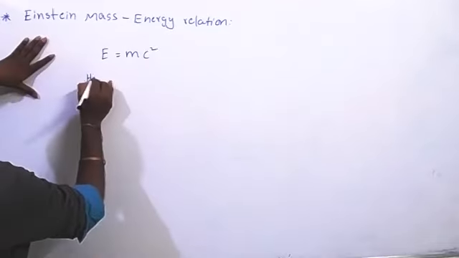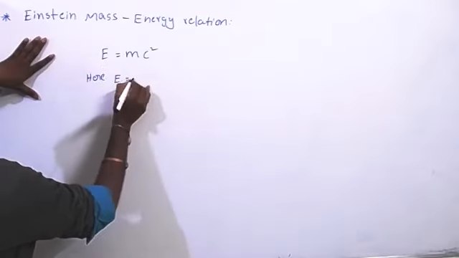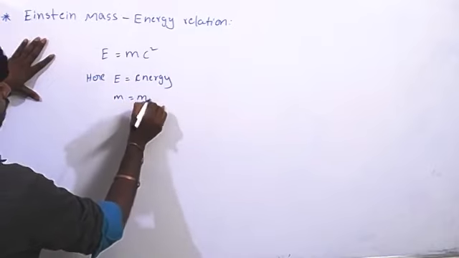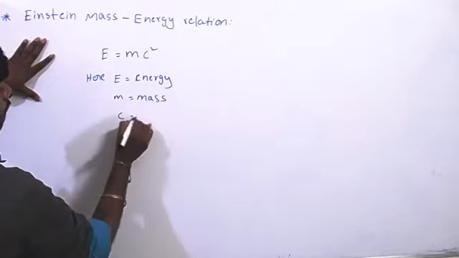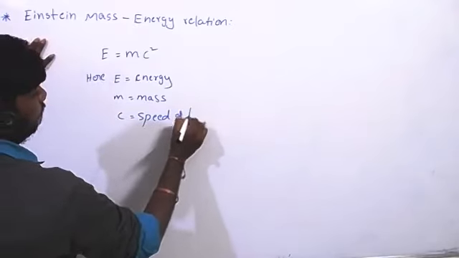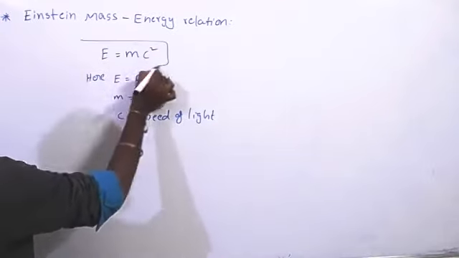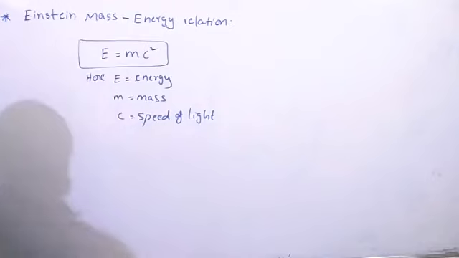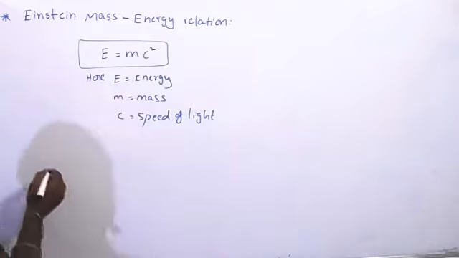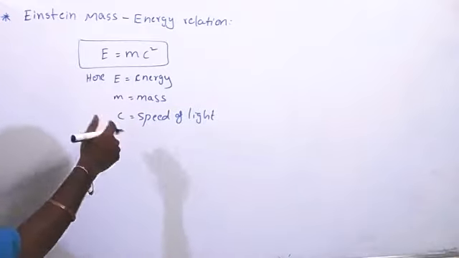Here E equals energy, m equals mass, c equals speed of light. This is called Einstein mass energy relation. We can convert energy into mass and mass into energy. So we will see how to convert mass into energy and energy into mass.